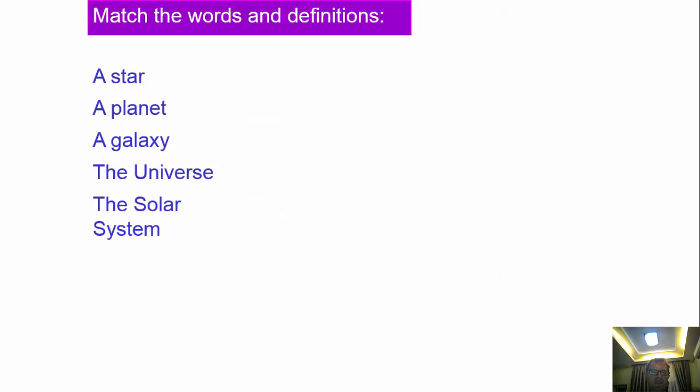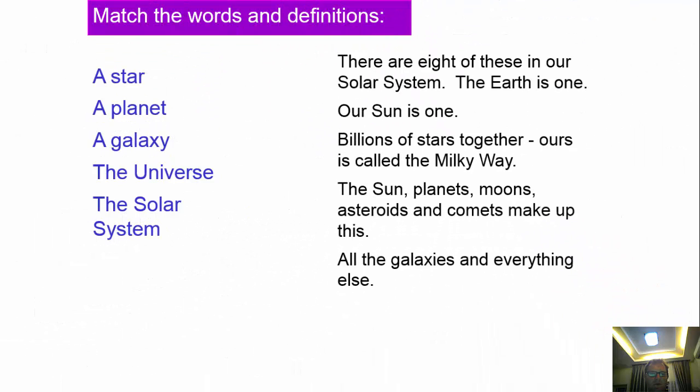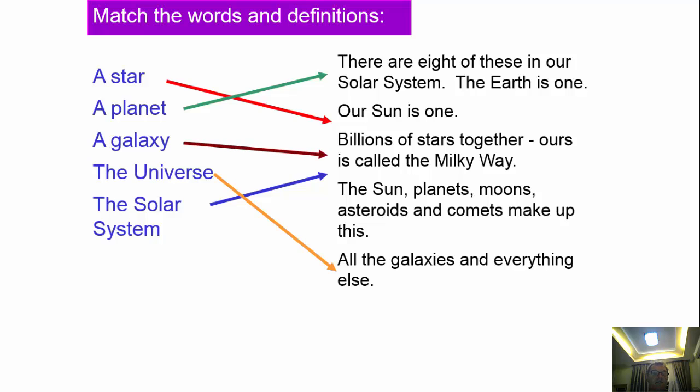So, another final task. Can you match the words with the definitions? Take a moment there. So we have a star. Our Sun is one of these. A planet: there are 8 of these in the solar system, and the Earth is one. The solar system is the Sun, planets, Moons, and asteroids and comets that make this up. The universe is all galaxies and everything else. And a galaxy is billions of stars together, and ours is called the Milky Way. So that's my quick introduction to the celestial objects in our universe.